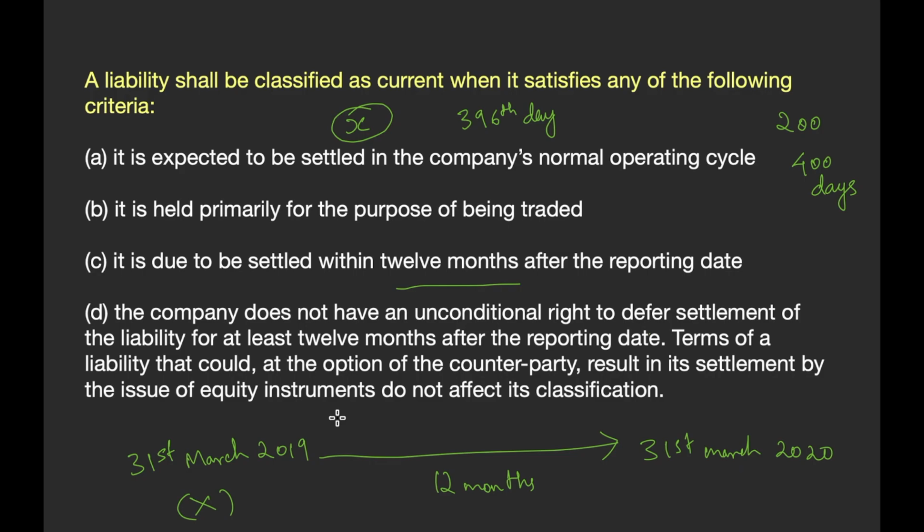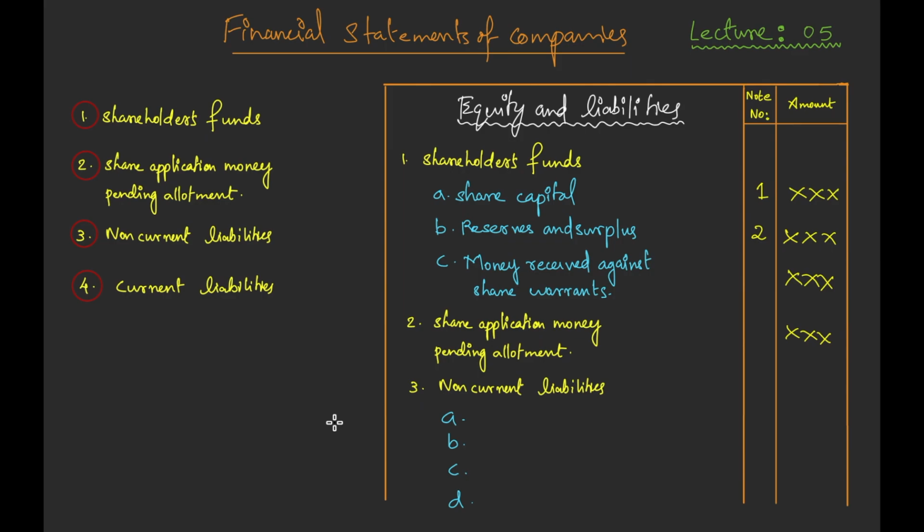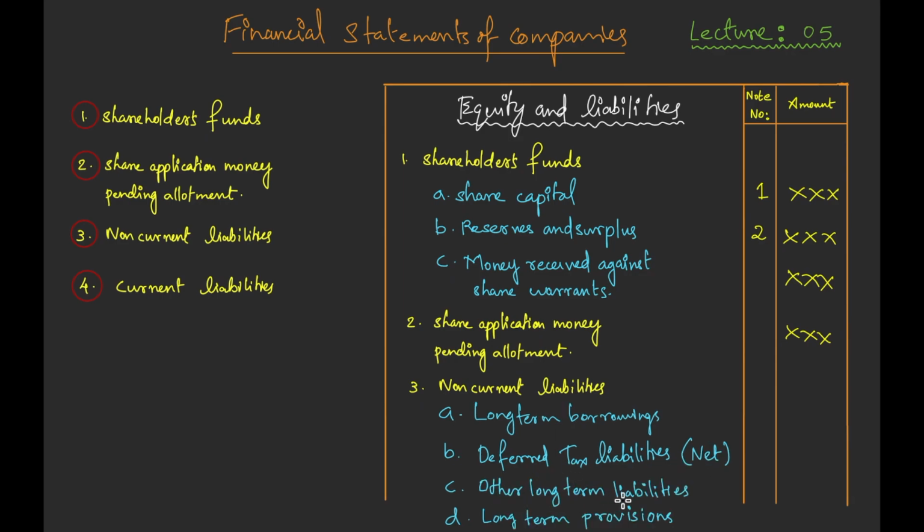So now you know how to classify a liability into current and non-current. Let's come back to our main discussion. Under non-current liabilities, we have 4 items. First one is long-term borrowings, and next deferred tax liabilities, net figure. Next one, other long-term liabilities, and the last item under non-current liabilities is long-term provisions. So these are the items under non-current liabilities. And for all these items we have notes to accounts as well. So in the next video we will discuss notes to accounts for each of these items.